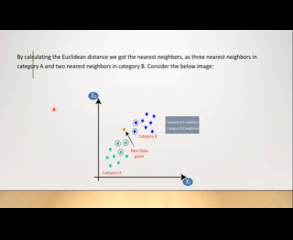At last we can conclude. We can add the new data point to category A, because we have 3 neighbors in category A and 2 neighbors in category B. So these are the things about the KNN algorithm.